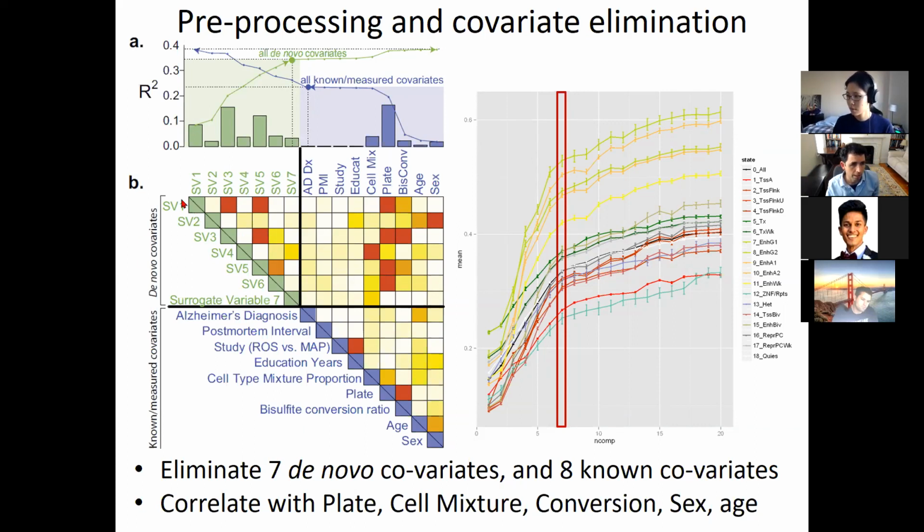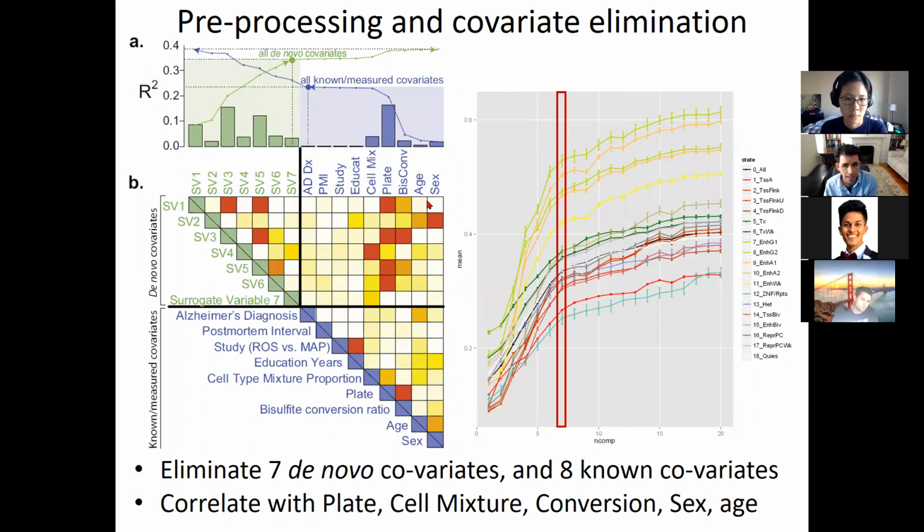So if you look at these surrogate variables that you can discover de novo, SV1, 2, 3, 4, 5, 6, 7, you can ask how much of the variance are they explaining? And how much total variance do they explain jointly? So you can basically take the first one and then in a greedy fashion add the next one and the next one and the next one that add more and more of this variation.